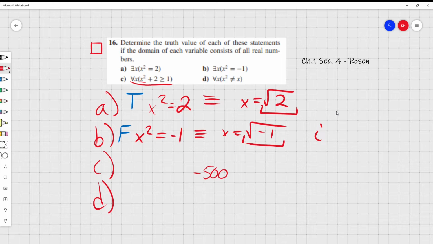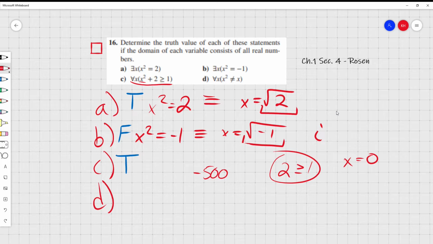So all we have to look for is the other 2 things. So we have 2 is greater than or equal to 1 in this case, because even if x is 0, which is its smallest possible value, it's still going to be true because 2 is greater than or equal to 1. So in this case, C is also true.